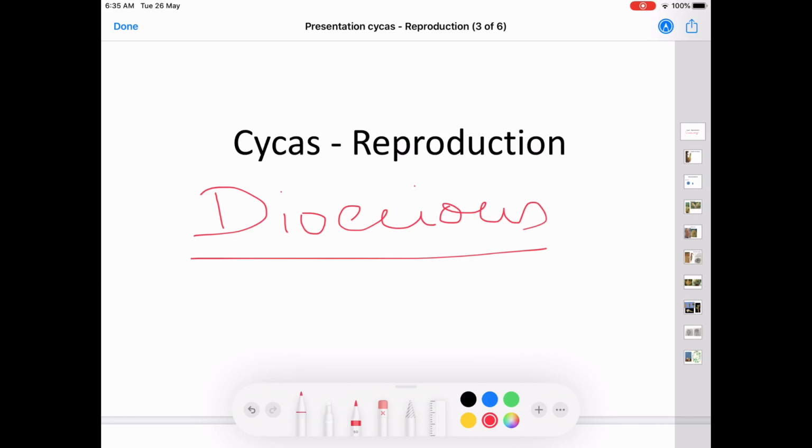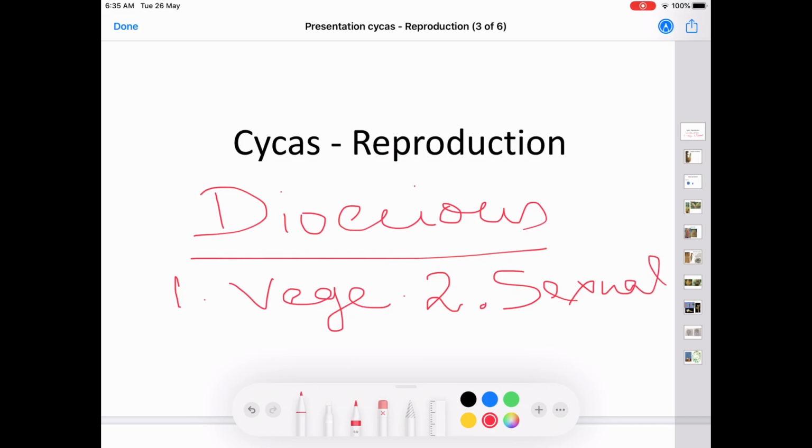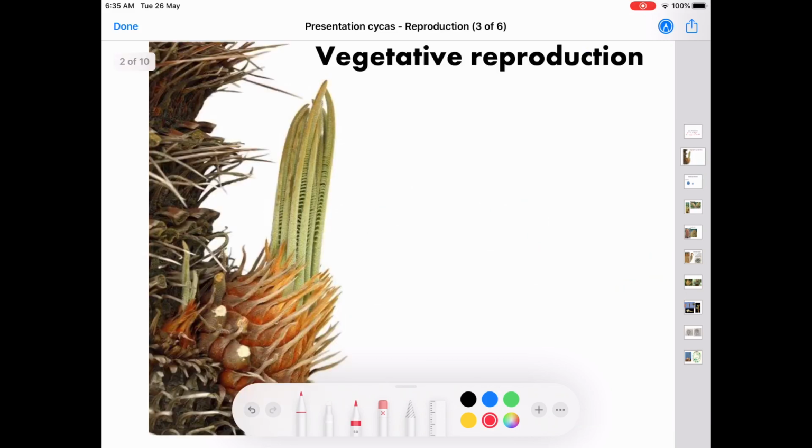There are two types of reproduction in the case of Cycas. They are the vegetative reproduction and the sexual reproduction. First one is the vegetative reproduction and second one is the sexual reproduction. Now, first type, the vegetative reproduction. The vegetative reproduction in Cycas takes place through the formation of bulbils.